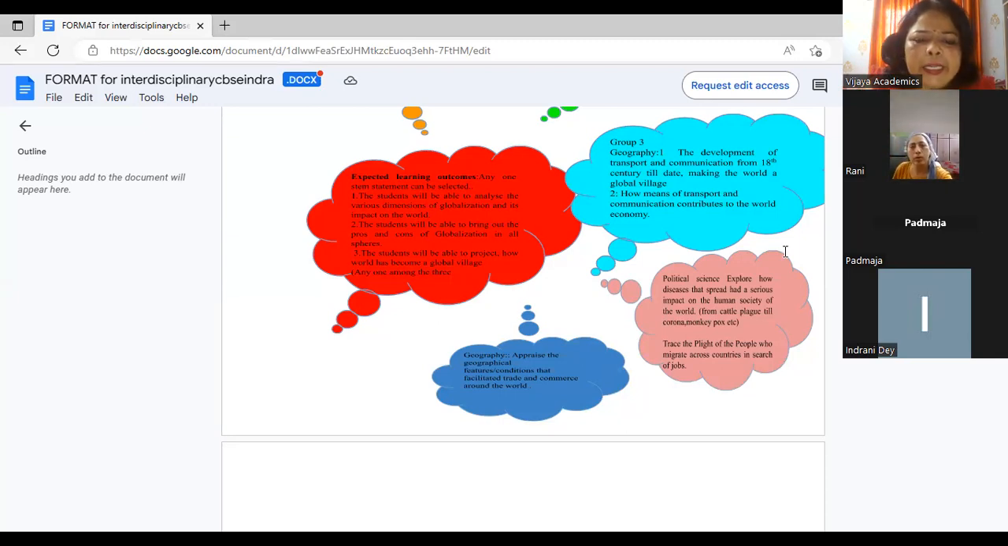Now, downside, it is given geography: appraise the geographical features and conditions that facilitate trade and commerce around the world. Now, what are the expected learning outcomes?